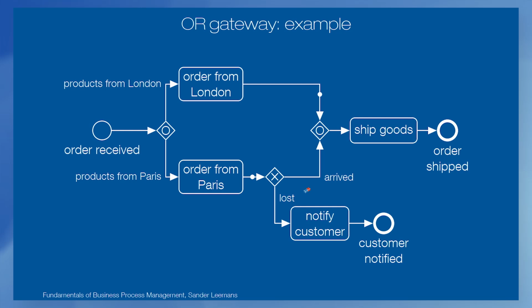Now let's say that in Paris the order got lost. So the token moves through the XOR split down. Now the OR join is still looking back, but suddenly there is no more token that can come to the OR join. So the overly friendly bus driver doesn't see any more passengers and can fire. Well, then the process ends, so the goods are still shipped, the goods from London that we had, and the customer is notified, and then the process can end.